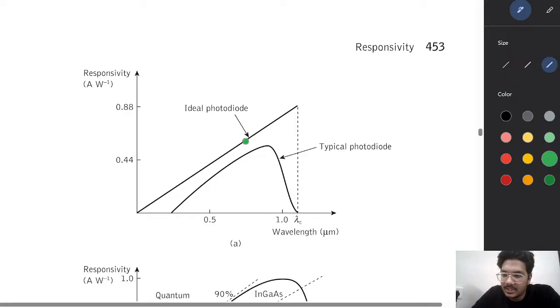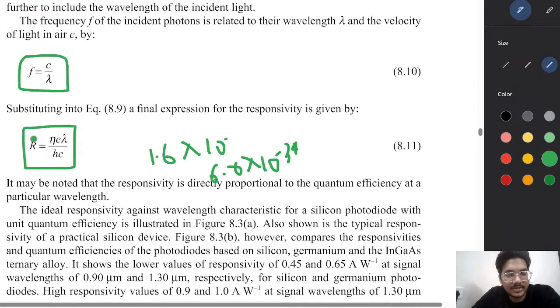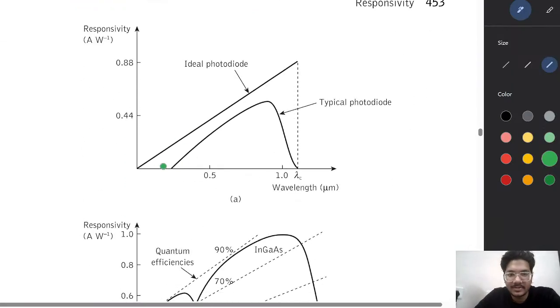The key observation is that responsivity is directly proportional to the quantum efficiency. As the quantum efficiency increases, the responsivity increases. Responsivity is also directly proportional to the wavelength. So longer wavelength, higher responsivity, but only until the cutoff wavelength. Responsivity drops to zero at the longer wavelength. So as we see, wavelength and responsivity are directly proportional. An ideal photodiode drops after that, for the larger wavelength.